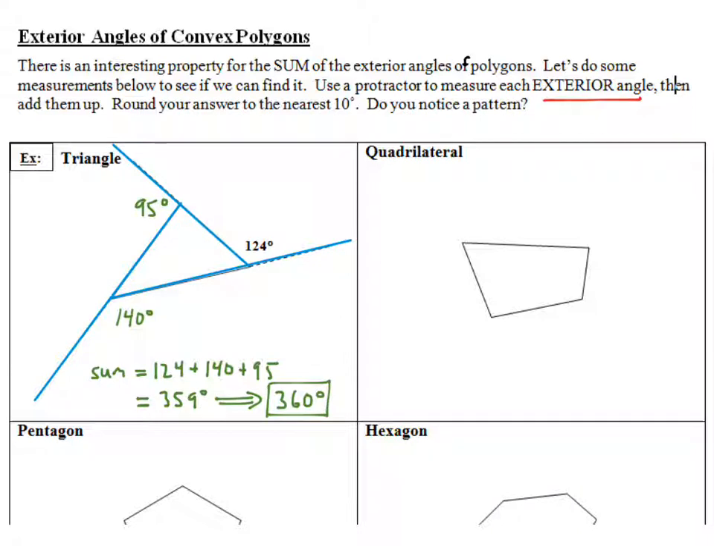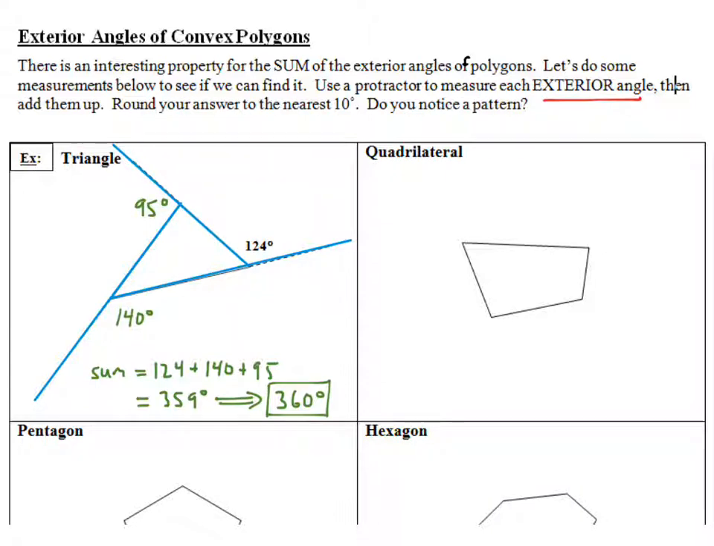And I'm rounding because of course my measurements may not be totally exact. I might be off by a couple of degrees. So we want to do the same thing for each of these other figures. We want to do it for a quadrilateral, a pentagon, and a hexagon. I'll get you started on the quadrilateral.